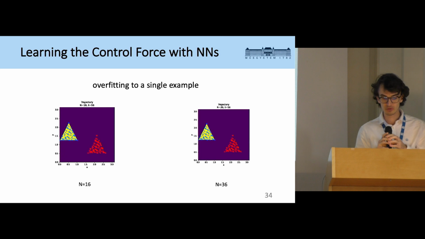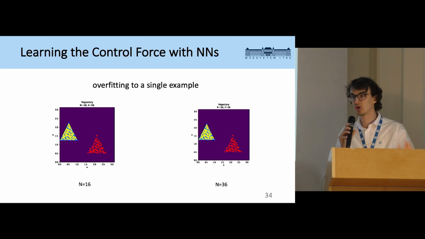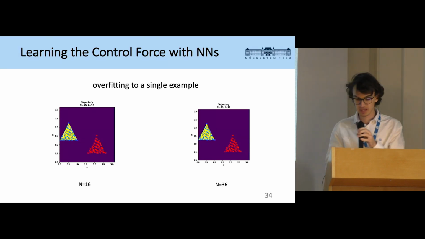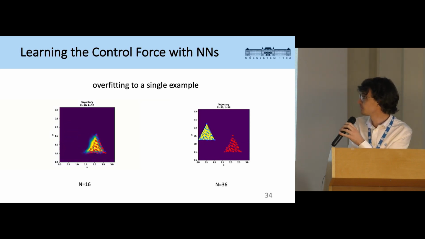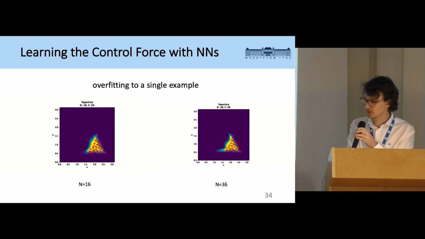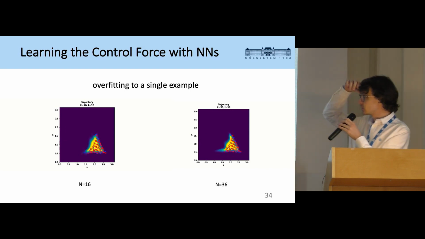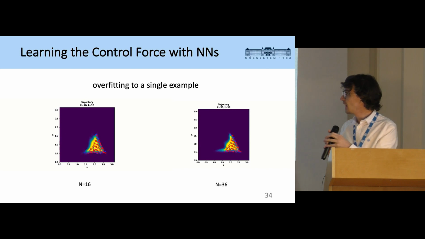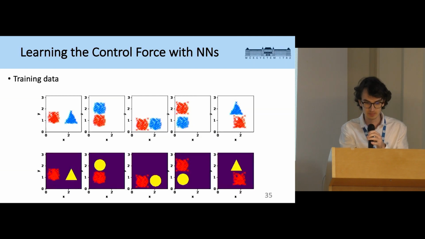But before we move forward with the training, let's look at an example of overfitting our neural network to one single problem and to verify whether we can actually use this method. On the left, we use 16 basis functions for our simulation, and on the right, we use 36 basis functions for our simulation. And it's interesting to note that using more basis functions does not necessarily mean a better solution. And we ended up training our neural network using 16 basis functions for the following cases.